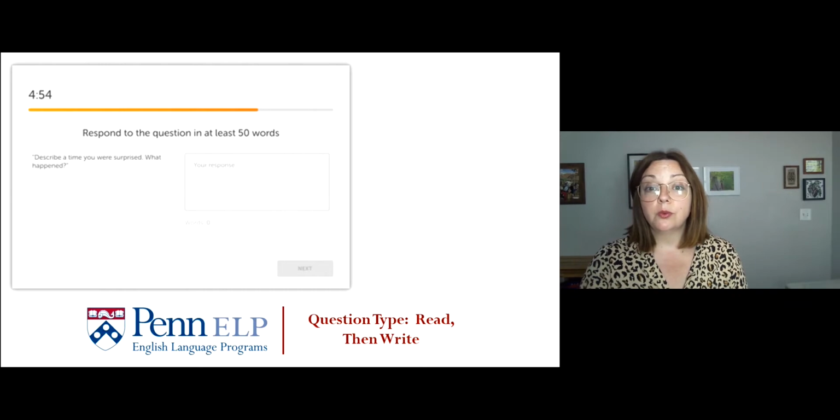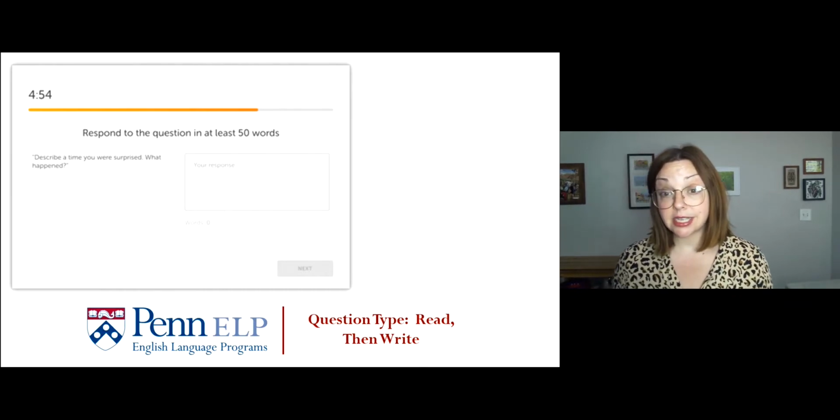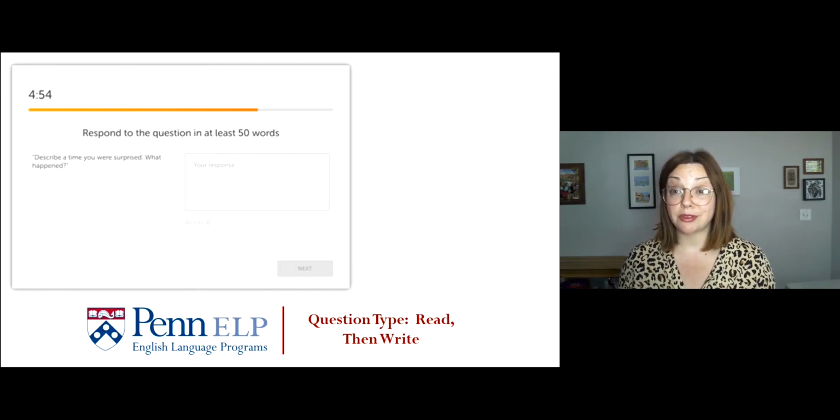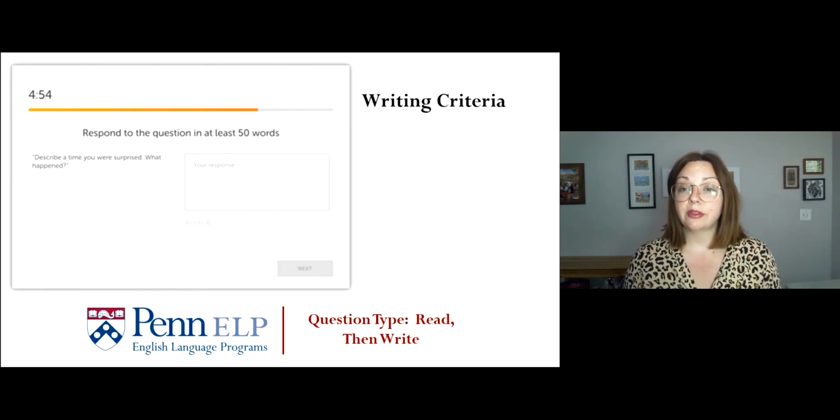Now let's talk about how it's evaluated. It's important to remember that this is a test that measures your academic use of English. So while it says at least 50 words, to be successful in this task, you should be writing in full sentences. And I would argue that with 5 whole minutes, you should try to write a connected paragraph of maybe 100 to 150 words. Let's talk about the way it's evaluated.